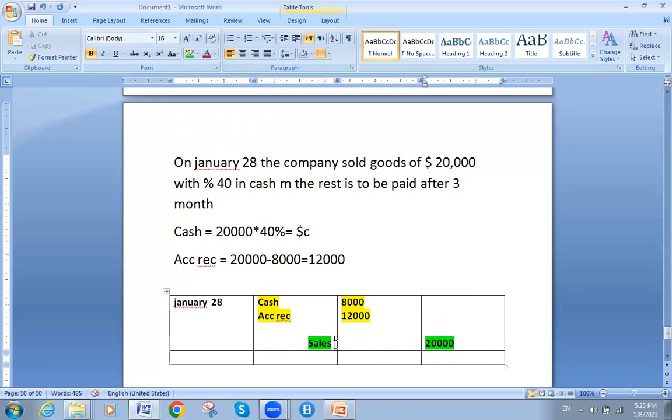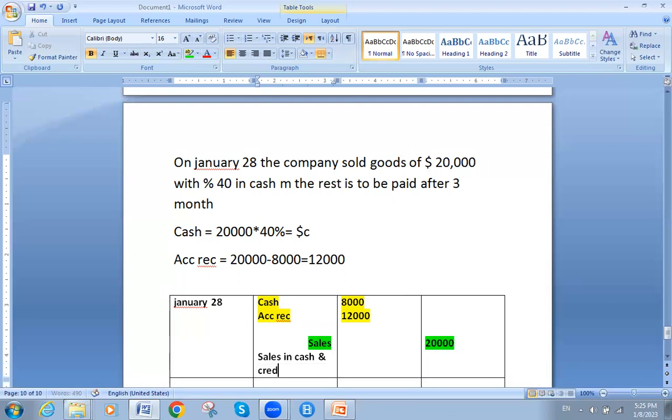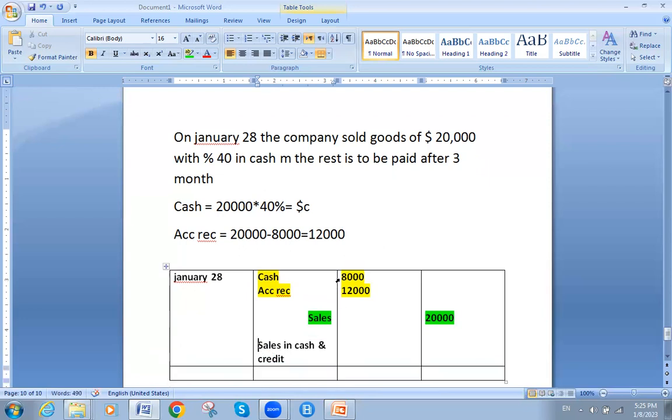And then the description: sales in cash and credit. This is the description, because I was paid part of it in cash and the other part in credit. Sales in cash and credit. I don't want you to forget the description of the whole thing.